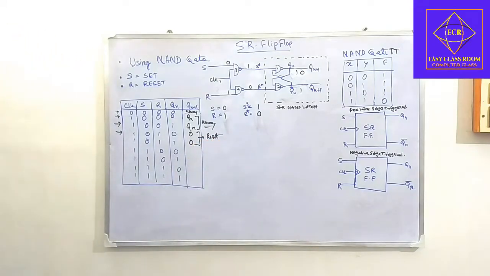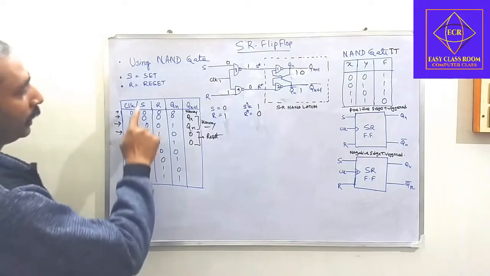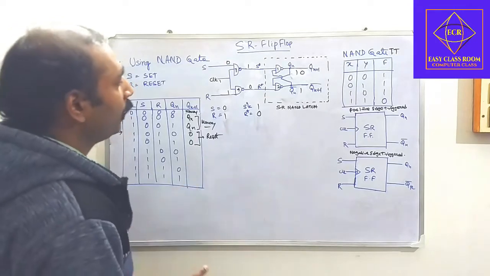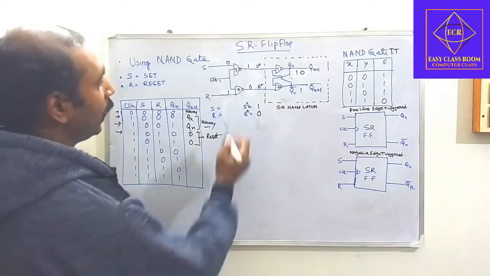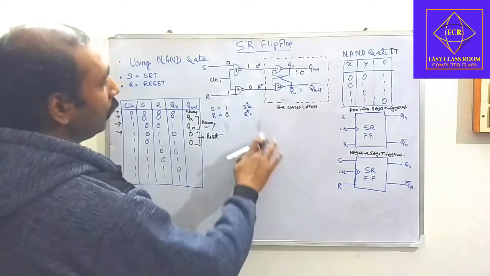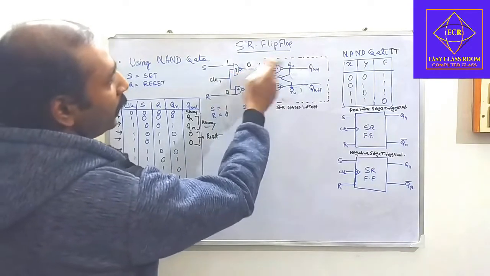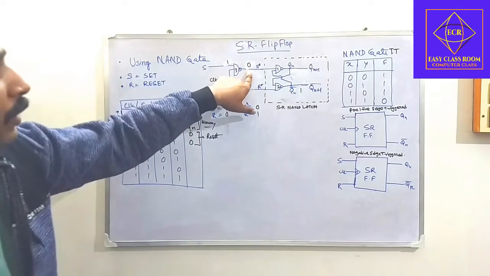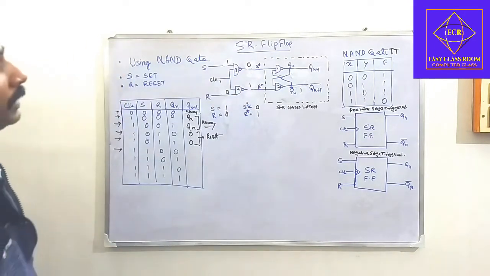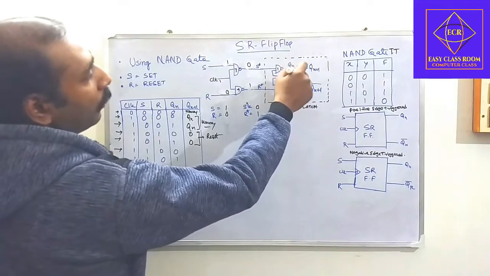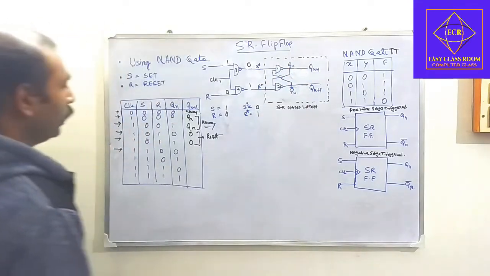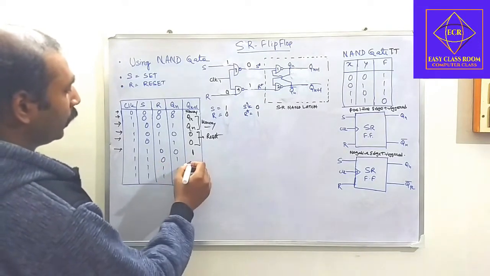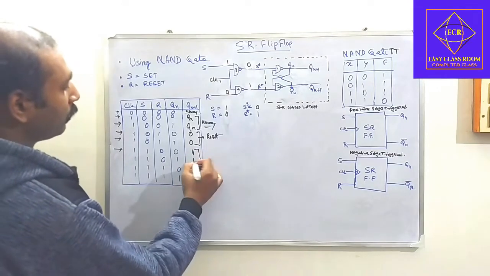Okay, now what will happen if the set pin is high? The set pin being high means the output will always be in the 1 or high state. So whenever this output is 0, we can say for sure this will be the one state. Okay, so what we will do, we will make this one, and this also will be one.